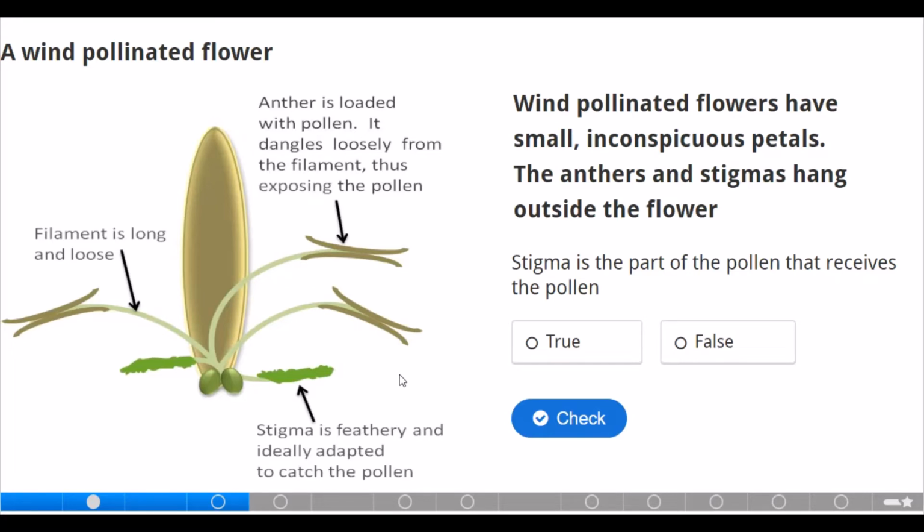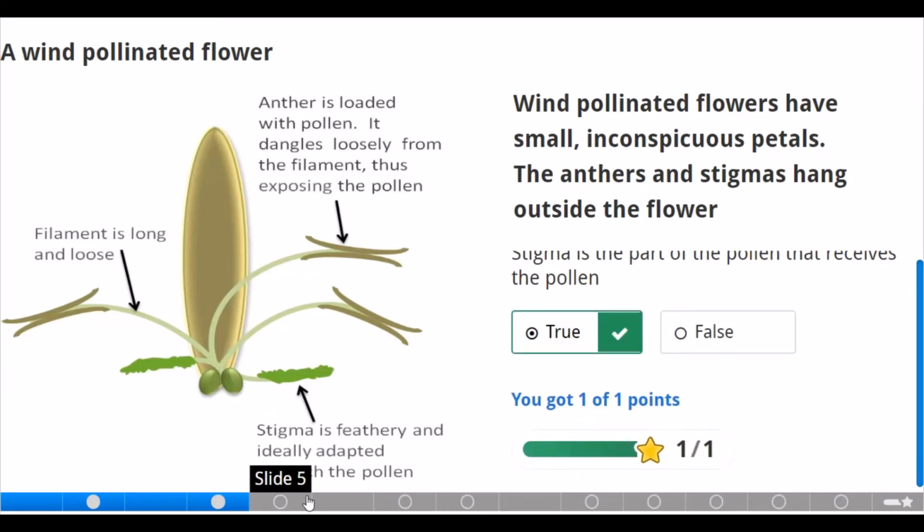Wind pollinated flowers are small and inconspicuous. They have small and inconspicuous petals. The anthers and stigmas hang outside the flower. The stigma is the part of the flower that receives the pollen. True or false? True.